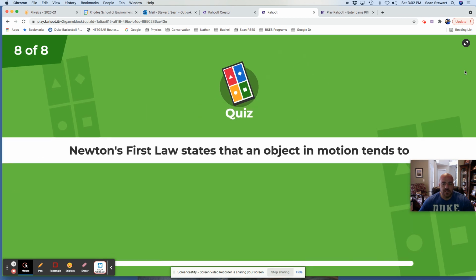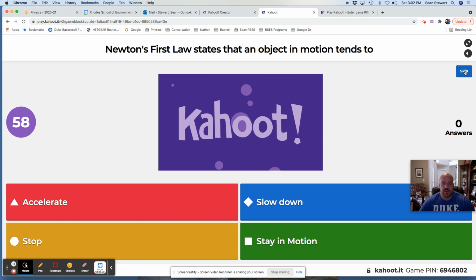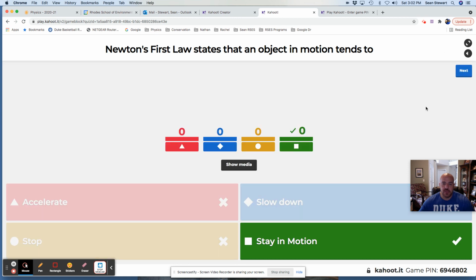Newton's first law says an object in motion tends to, press pause. Just straight memory, objects in motion stay in motion, so green is correct. All right, you should be good for your second quiz on the Newton's first and second law unit.